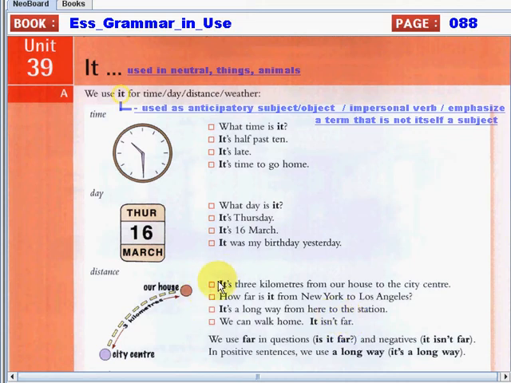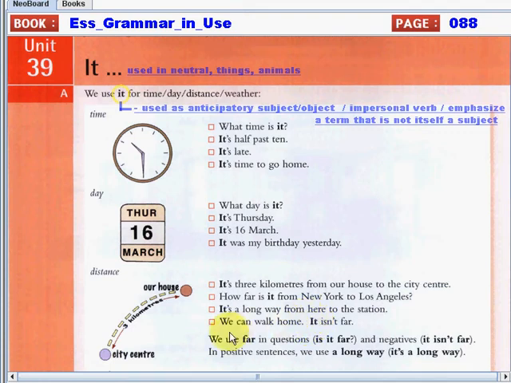So the first one here, we use it as an anticipatory subject or object. On the second one, because this is a question, we use it to emphasize a term that is not itself a subject. Then the third example is the same as the first one. We use it here as an anticipatory subject or object. And the last one is in negative form, but "it" here stands for anticipatory subject or object.